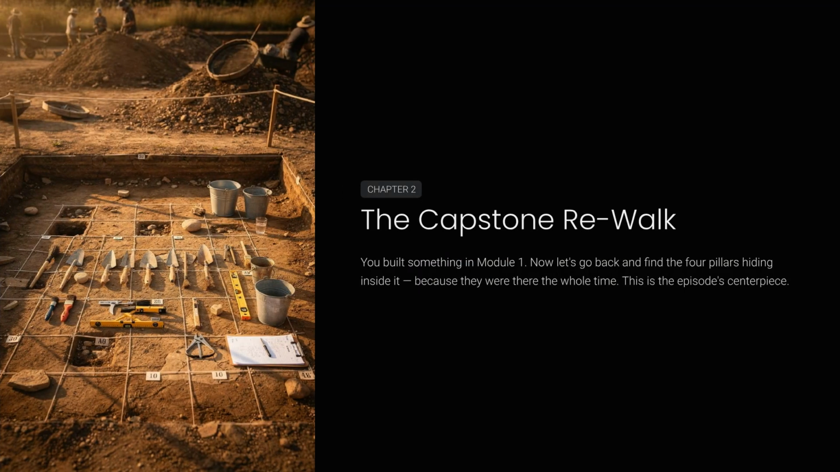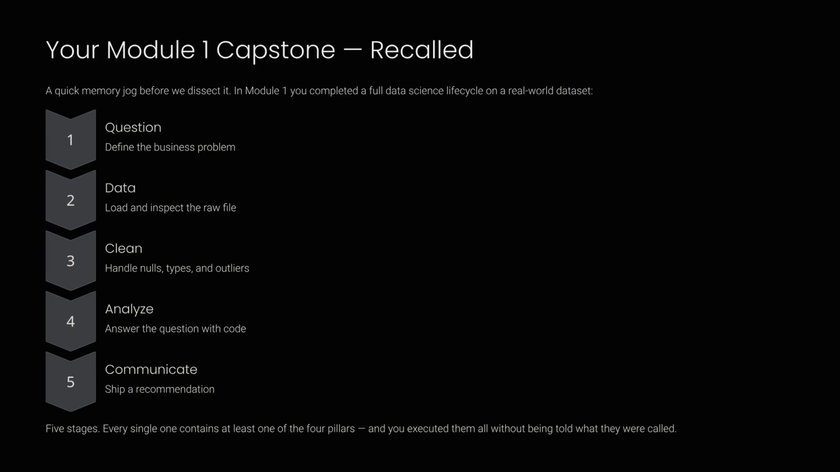Now, let's re-examine your Module 1 capstone project. We will look back at the work you completed and identify exactly where these 4 pillars were hiding in your process. Your capstone project followed a standard data science lifecycle: questioning, data loading, cleaning, analysis, and communication. Every one of these 5 stages relied on at least one of the 4 pillars.